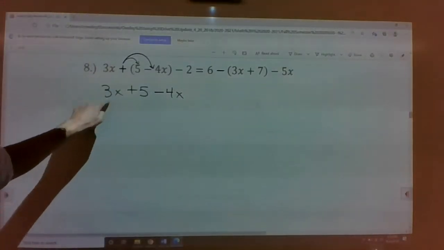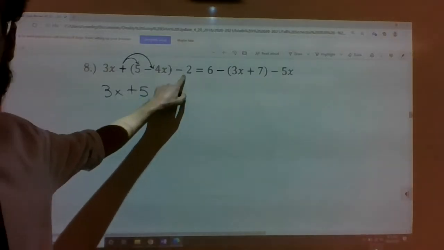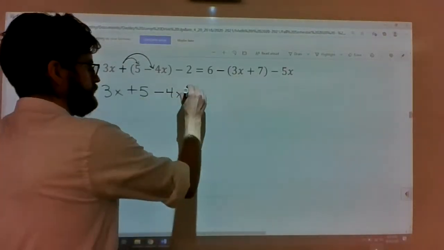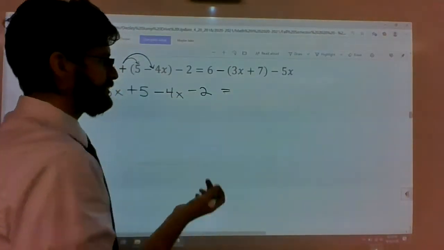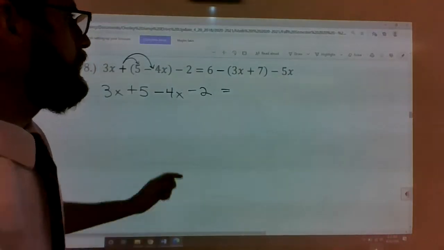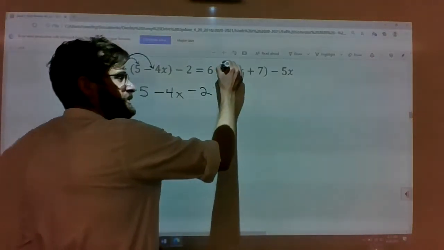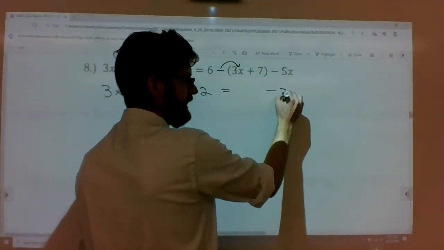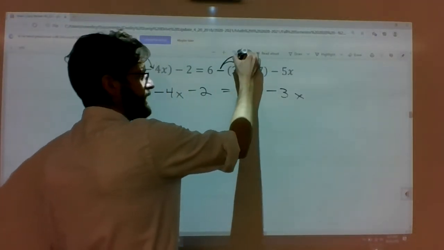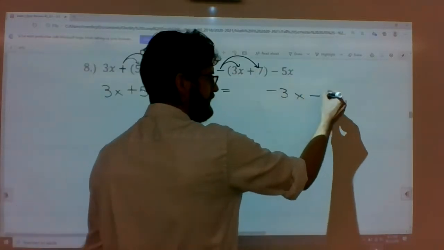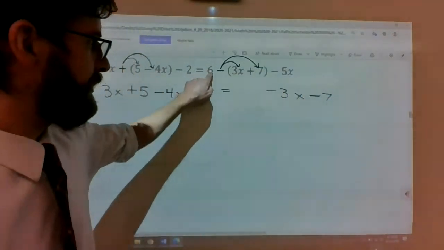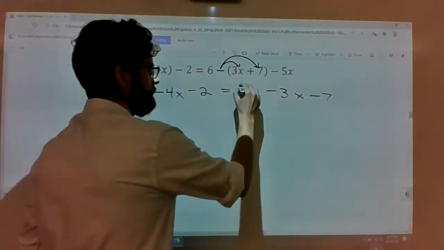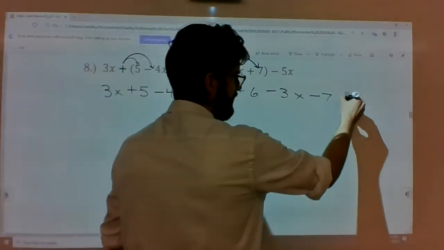So I've got the 3x, I've got this grouping symbol. I'm going to put a minus 2 here. There's my left-hand side. All right, this negative here gets distributed to a positive 3x, which makes it a minus 3x. A negative times a positive 7 is a negative 7. And make sure you bring down the positive 6 that was there and the negative 5x.